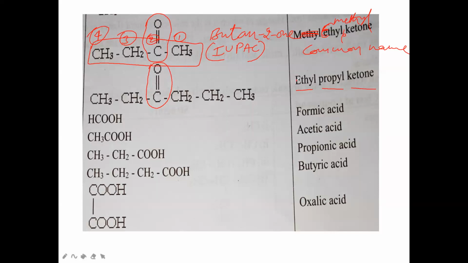Why did we write ethyl first? In ethyl, E is the first letter. In propyl, P is the first letter. So alphabetically ethyl comes first. That's why we have to say ethyl propyl ketone. In the previous case, we said ethyl methyl ketone. And this is the common name, which is also called the trivial name. Trivial name or common name, we say.